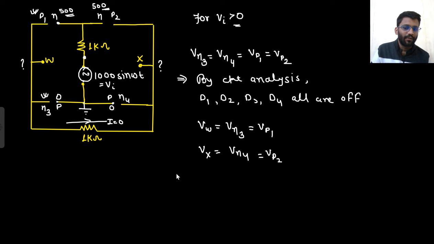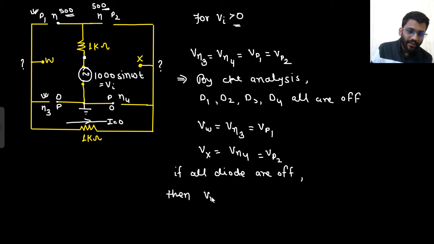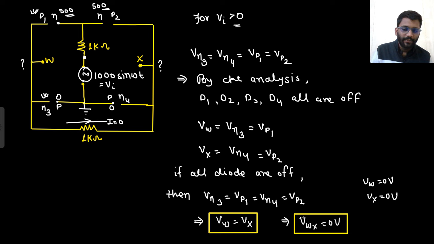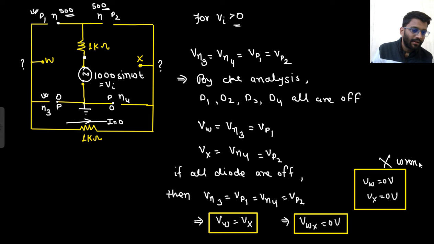And if all diodes are off, then VN3 is equal to VP1 is equal to VN4 is equal to VP2. That means your VW is equal to VX, right? And if VW is equal to VX, that means VWX is equal to 0 volt. So if they say that your VW is 0 volt and your VX is 0 volt, this is simply wrong. Both have the same potential. What is the potential? We don't know.